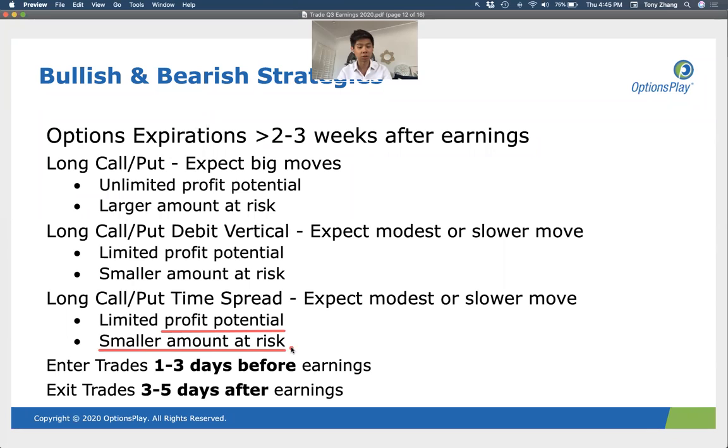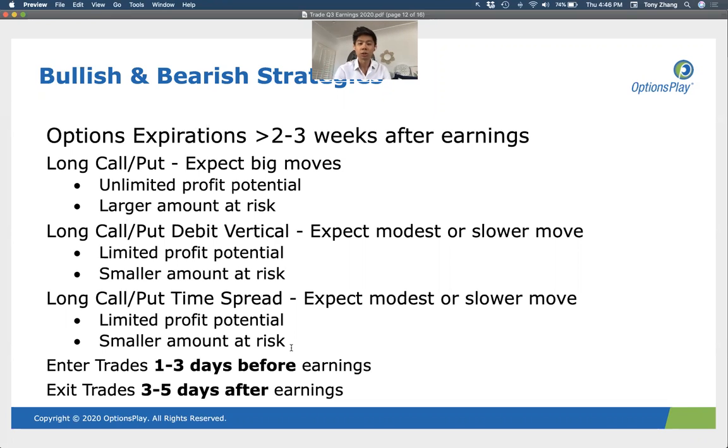There are slight variations on the same trade, just that on the vertical spread, you're trading the same expiration date. On the calendar spread, you're trading separate expiration dates, but you're always buying an option and selling an option against it to offset some of that volatility crush and time decay.